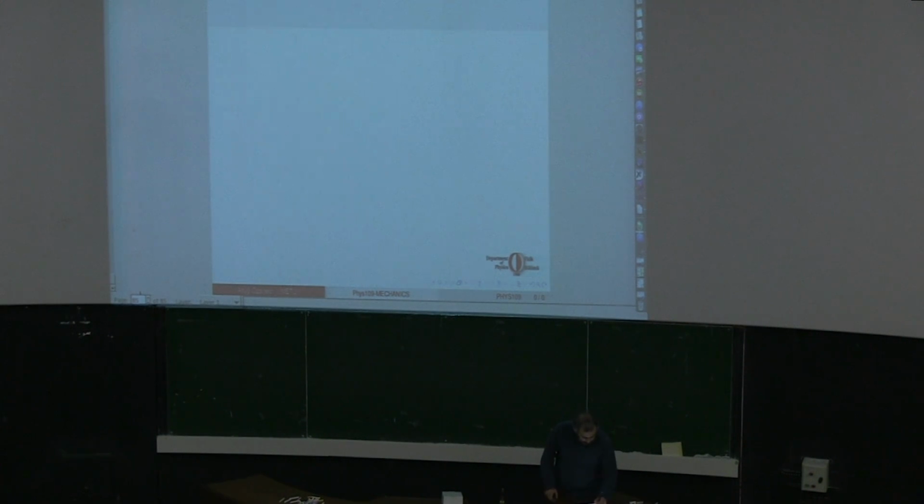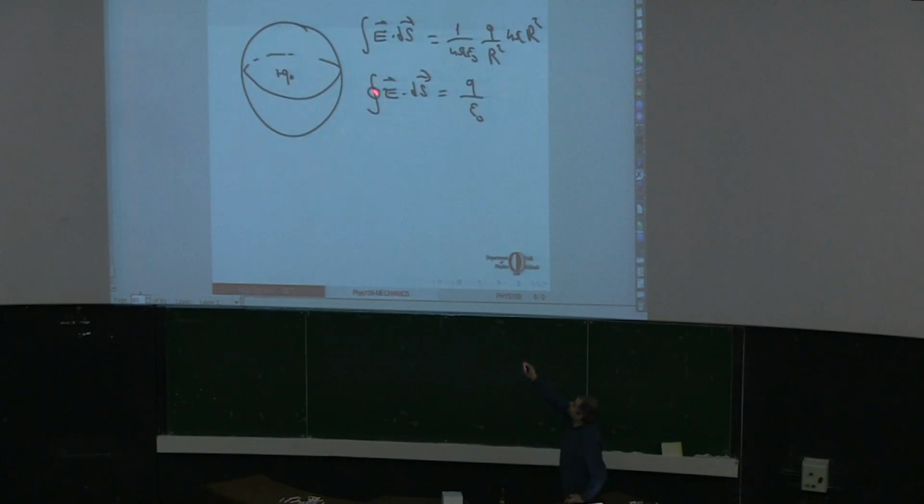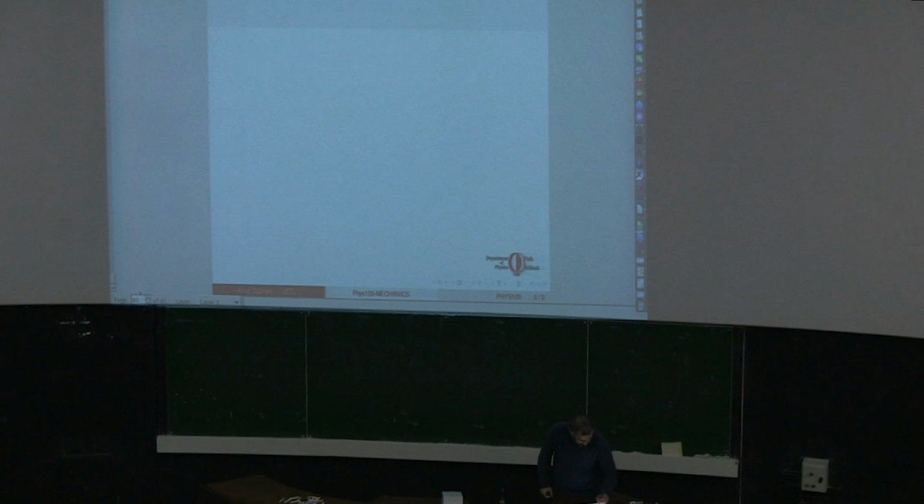Keeping this in mind, you are basically counting the number of field lines that are leaving your charge. And in fact, this relation tells you that you have to choose the number of lines to be equal to Q over epsilon 0. What do you think the flux would be in this case?